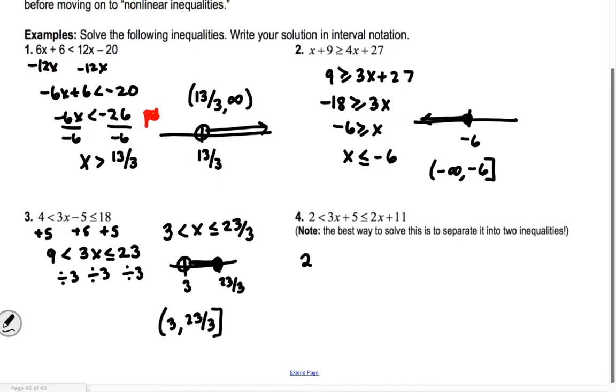So what I'm going to do is write my 2 inequalities. I'm going to say 2 is less than 3x plus 5. And I'm going to say 3x plus 5 is less than or equal to 2x plus 11. And then I just do both of them. So I'm going to subtract the 5 over and then divide by 3. Do that on the first one.